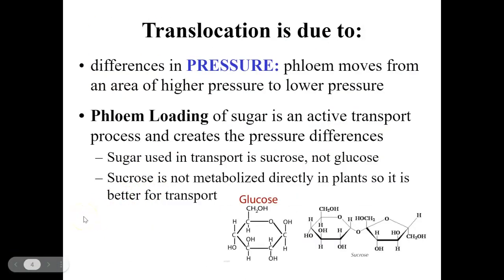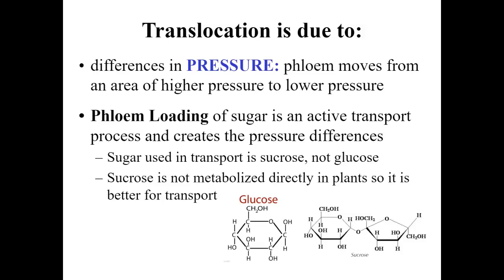Translocation is going to be due to differences in pressure. The phloem sap is going to move from an area of higher pressure to an area of lower pressure. This high pressure environment will be created during the process of translocation. So we'll get into some of those details.